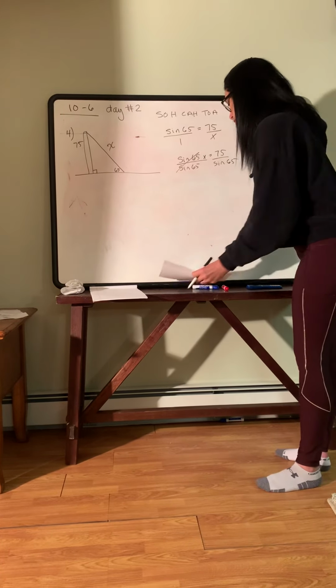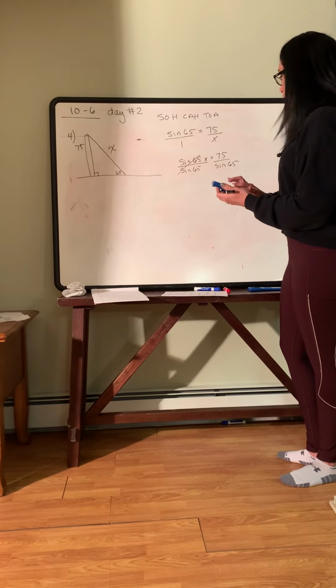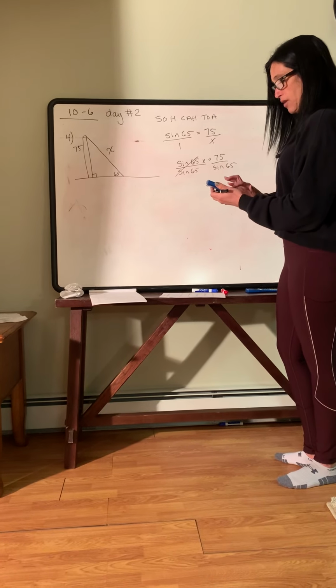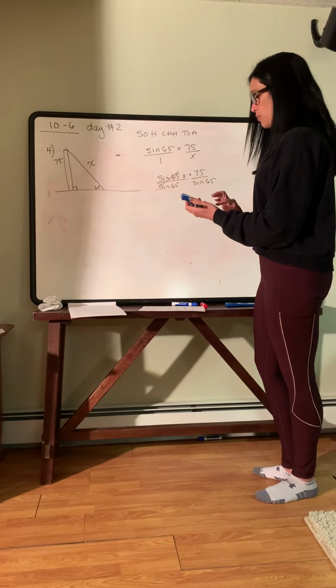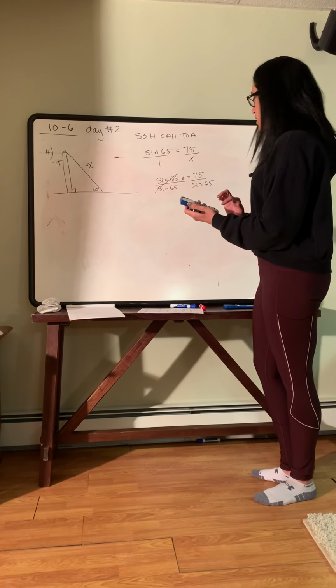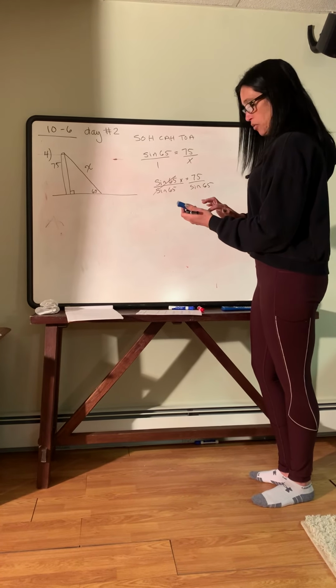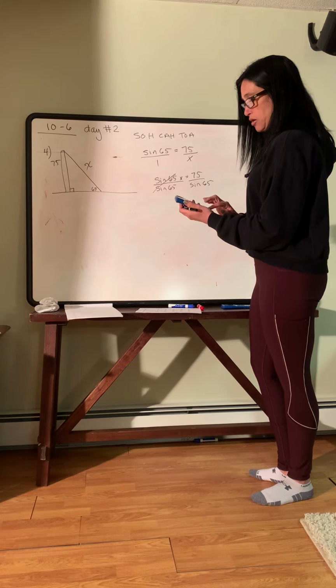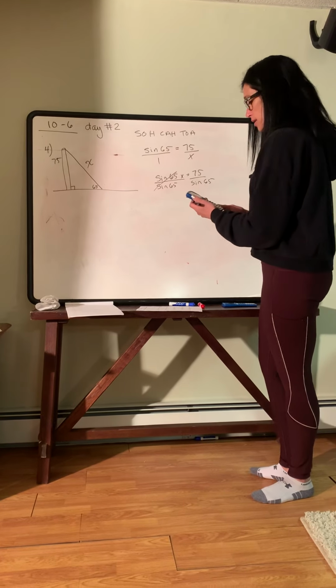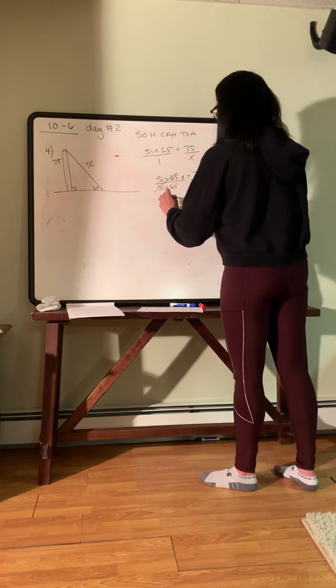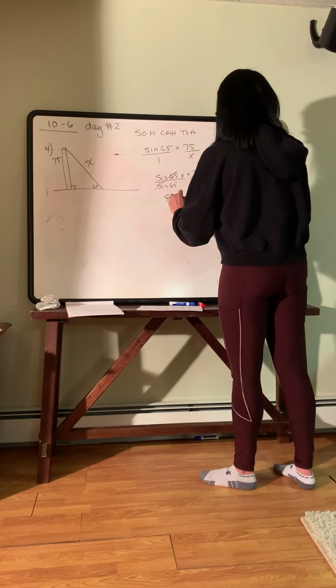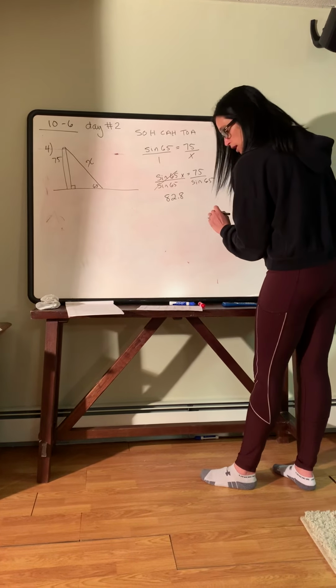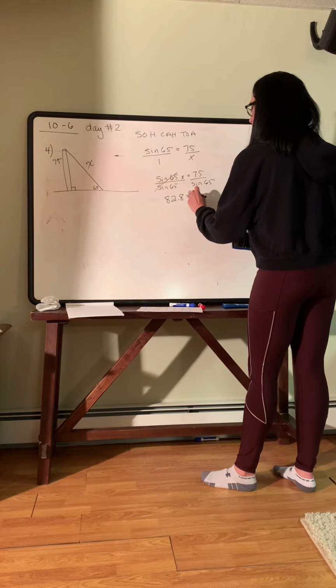On your calculator, you're going to do 75 divided by, hit second, PRB, make sure sine is highlighted, put 65, close the parentheses, hit equals, and we get 82.8 when we round it. Is it feet? Yes. Okay.